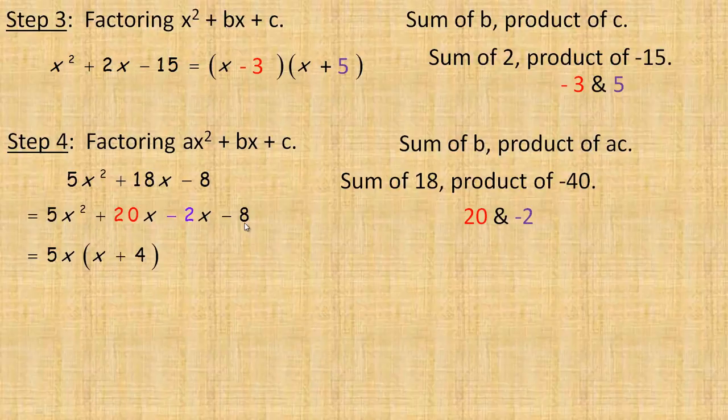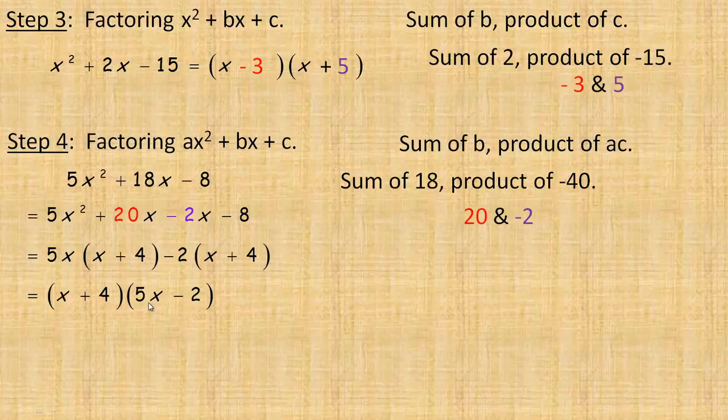And then the last two terms, there's a common factor of negative 2. So we factor negative 2 out. Negative 2 divided into this gives us x. Negative 2 divided into negative 8 gives us a 4. So again, notice that these are the same. So x plus 4 is my common factor, and then 5x minus 2 is the other factor.